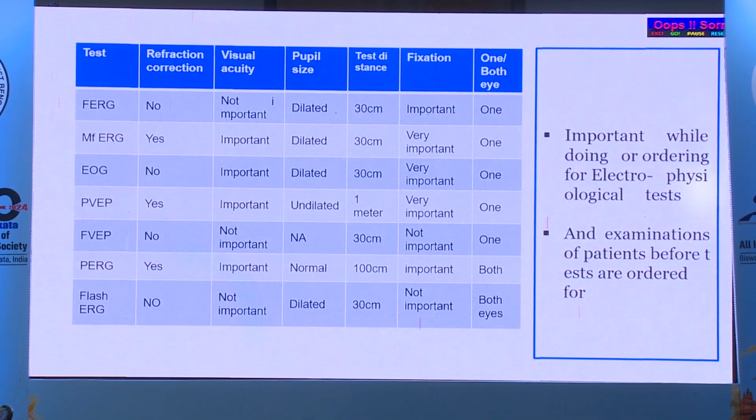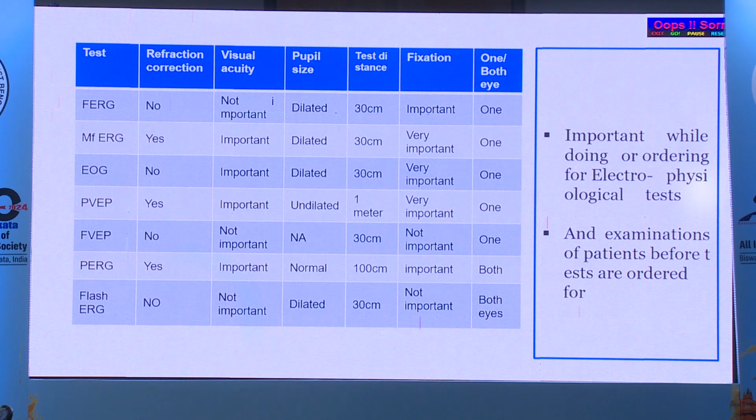This is a very, very important comprehensive chart. On the left side, we have the tests, and then the refractive condition. There are some tests in which we need to give the patient a full refraction, and visual acuity is also important. In some of the tests, like in flash VEP, it's not important. In flash ERG, it's not important, but in multifocal ERG, the visual acuity is very important.